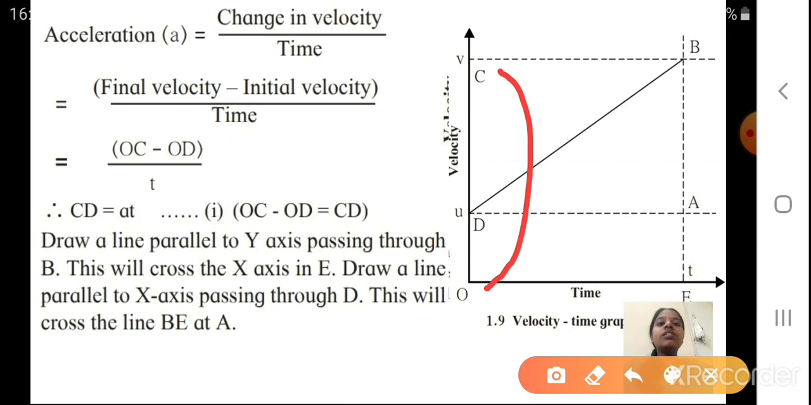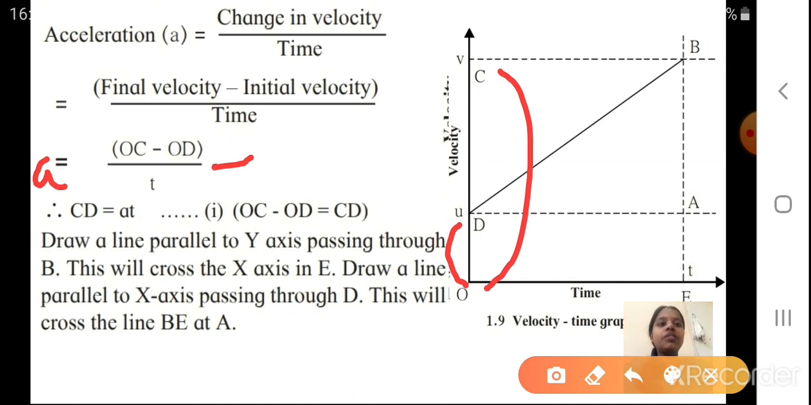And what is our initial velocity? This OD is our initial velocity. Upon time, which we have taken as t. So we have written OC minus OD, you can see it here, upon t. So what are we getting? We are getting A, this is acceleration. So A is equal to OC minus OD upon t.